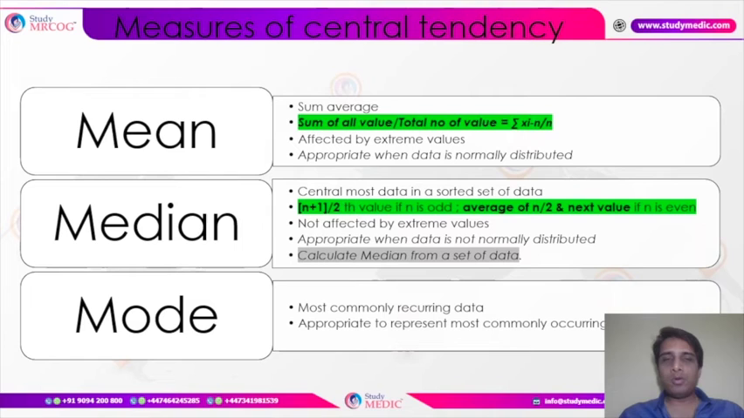Now, what is mode? Mode is the most commonly recurring data. It is appropriate to represent most commonly occurring events like type of deliveries, type of presentation, etc.